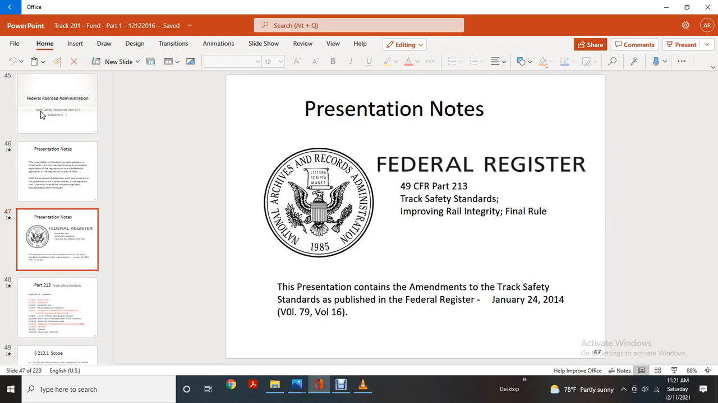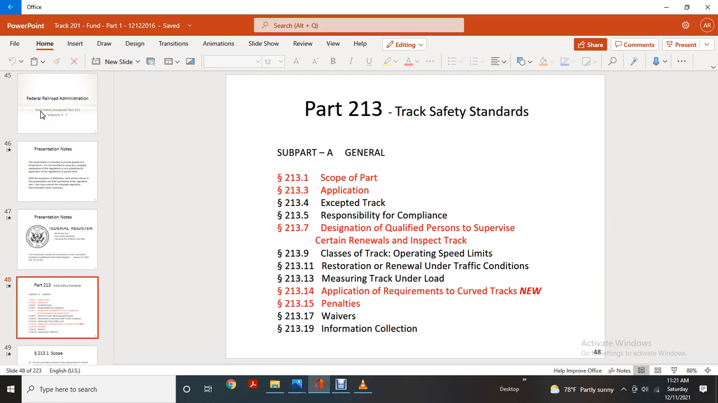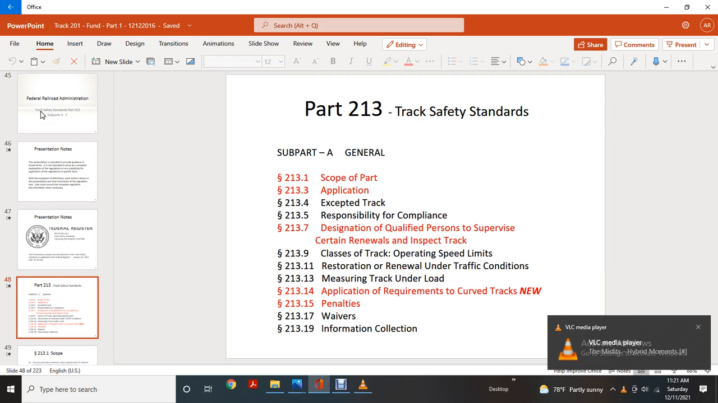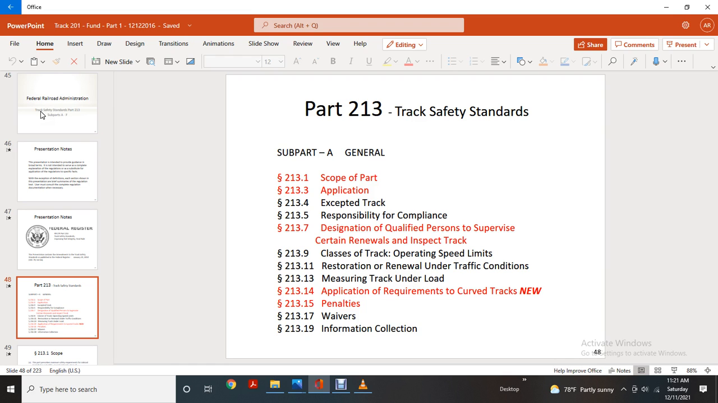Federal Register, Title 49 CFR, Part 213, Track Safety Standards, Improving Rail Integrity, Final Rule. This presentation contains amendments to the Track Safety Standards published in the Federal Register January 24, 2014. Part 213, Track Safety Standards, Subpart A, General: scope of application, responsibility for compliance, designation of qualified persons, supervisors, certain renewals, inspection, class of track, operated speed, restoration or renewal under traffic conditions. 213.13, measuring track not under load. 213.14, application of requirements to new track. 213.15, penalties. 213.17, waivers. 213.19, information collection.